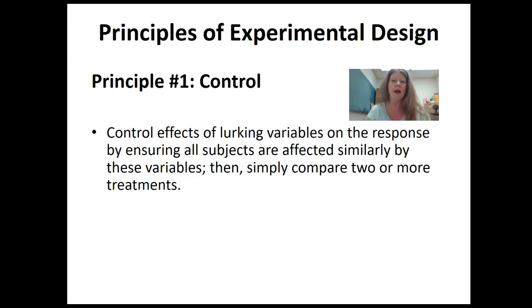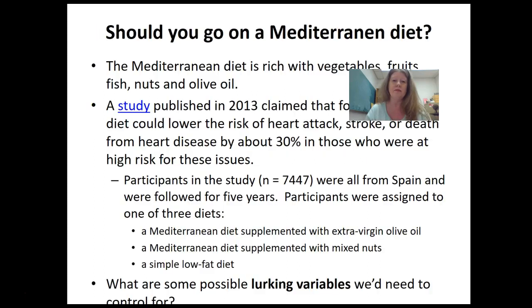And then we can compare the 2 or more treatments on a particular response, and if we see a difference, we can be more confident that it's because of that treatment, because of that manipulation that we did as an experimenter, and not because of these other lurking variables that we didn't control for.